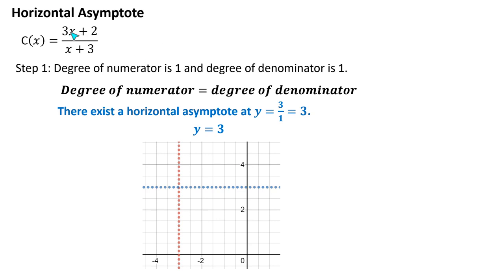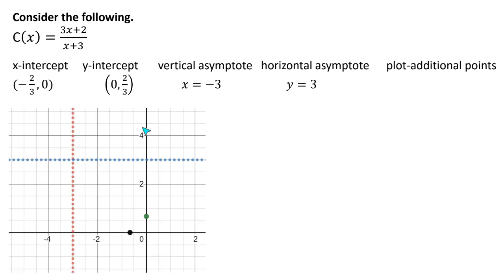So the coefficient of the numerator is 3 divided by the coefficient of the denominator, which is 1. So we get y equals 3. So my horizontal and vertical asymptotes are plotted here. And now we can plot the information we do have. So we have (-2/3, 0), which is somewhere around there, and then (0, 2/3), somewhere around right there.